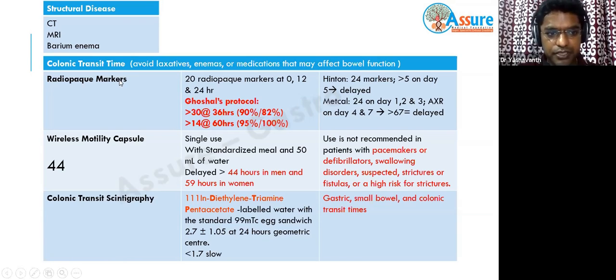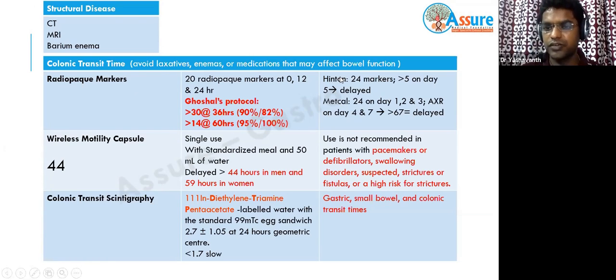Then the most important is colonic transit study. So before subjecting the patient for colonic transit study, you have to make sure that the patient is not taking any laxative, enema, or any medication which might affect bowel motility or function. So there is one, radio opaque markers. See, the protocols followed all over the world are Hinton and Metcalfe protocols.